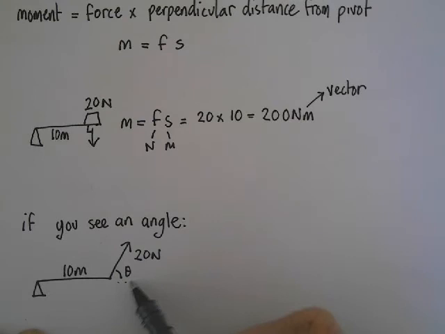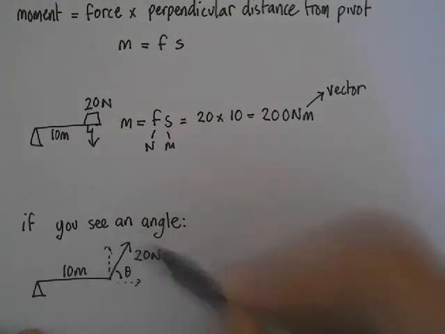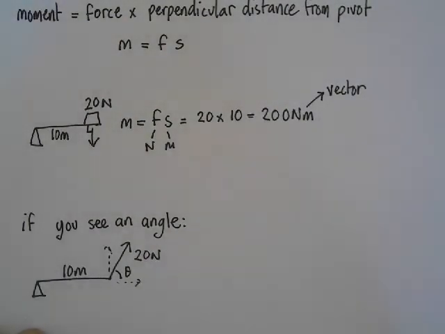And if you think about it, I'm pulling a bit to the right and a bit up, and the resultant is 20 newtons. And if you were thinking about lifting something up in the garden using a plank of wood, and you didn't pull straight up, it would seem more difficult to lift the object. And that's because the perpendicular distance of this force to the pivot is actually less than 10 meters.